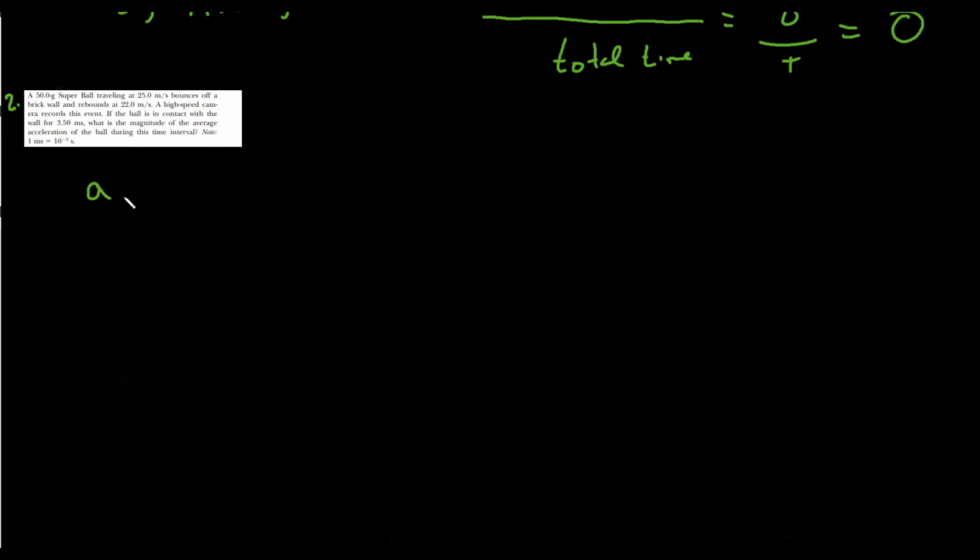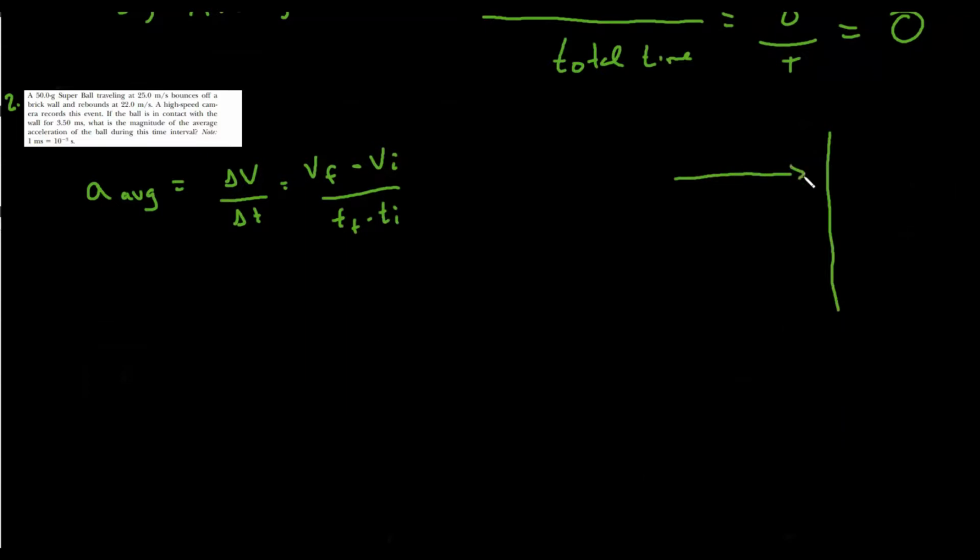And we know that average acceleration is just the change in velocity over the change in time. So in other words, velocity final minus velocity initial over time final minus time initial. So we got the ball traveling this way and bouncing back that way. So our positive direction will be to the right and our negative will be to the left, so that we know that velocity initial is 25 meters a second and velocity final has to be negative 22 meters a second.